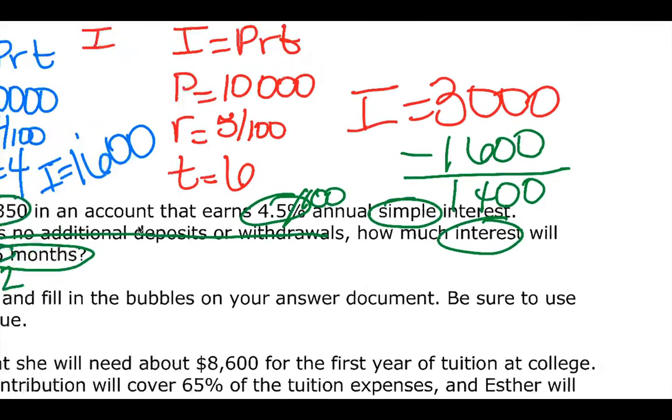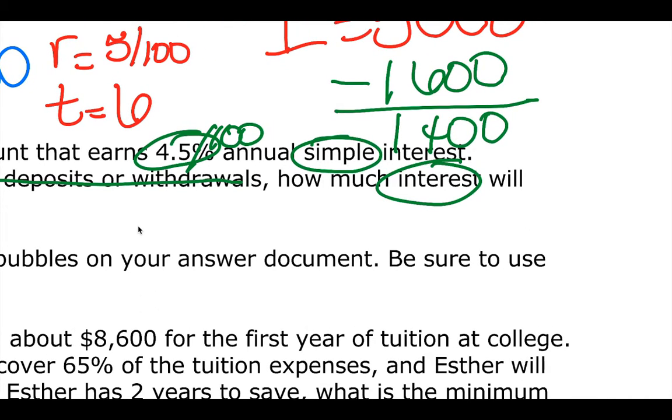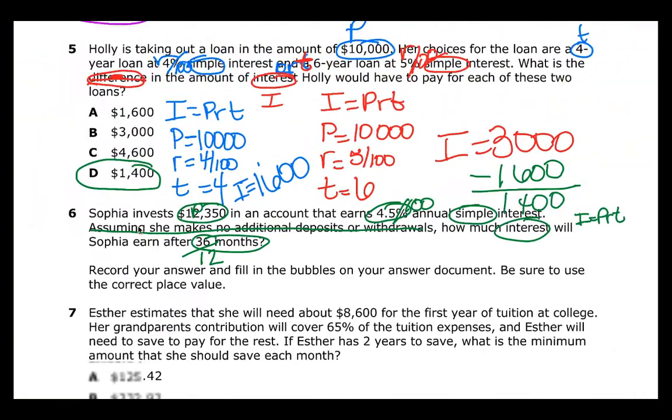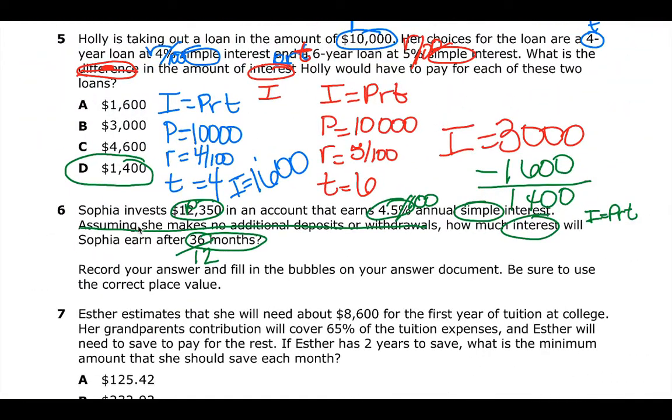Okay, so formula. I equals PRT. So if you haven't noticed, Star likes simple interest way more than compound interest. A lot. And our P was 12,350. Our R is 4.5 over 100.